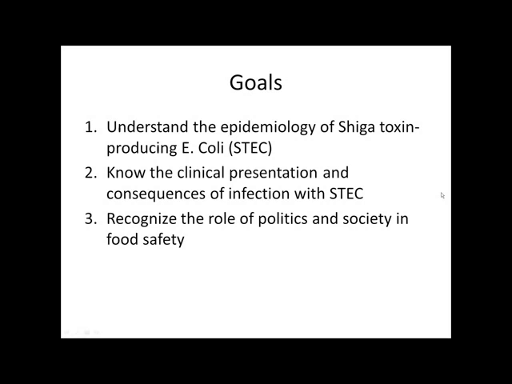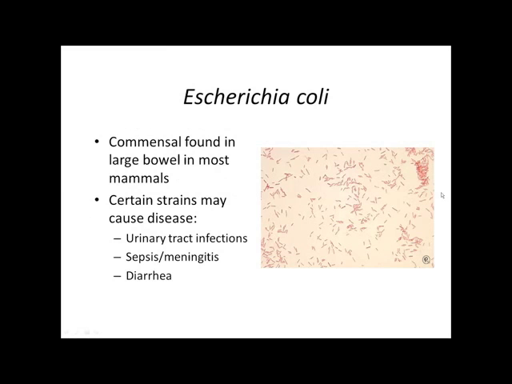What is E. coli? It's a commensal found in the large bowel of most mammals, and certain strains may cause disease. Many of these E. coli exist in harmony with the body, but some of the strains can cause disease, such as urinary tract infections, meningitis, and diarrhea.